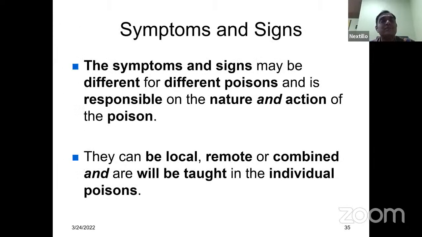The symptoms and signs may be very different for different poisons, depending on the nature and action of the poison. They can be local, remote, or combined, and will be taught under individual poisons.